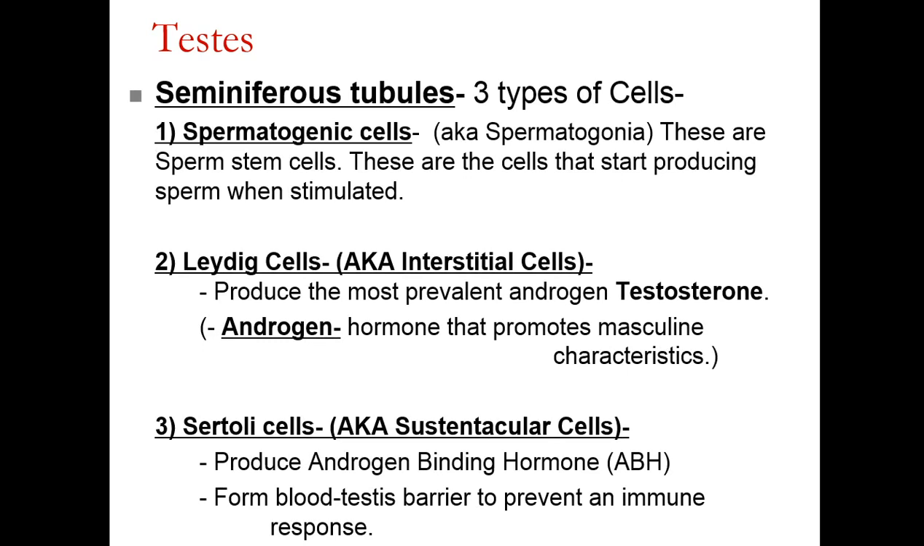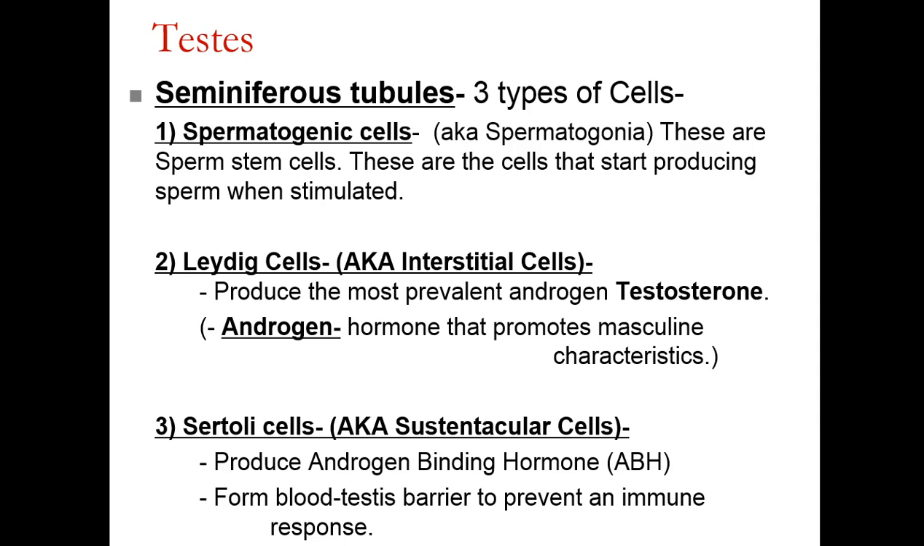The first of which is called a spermatogenic cell, or spermatogonia, you may hear it as. These are sperm stem cells, and these are what start producing sperm once they get stimulated. Spermatogenic cells, or spermatogonia, sperm stem cells that start making sperm.